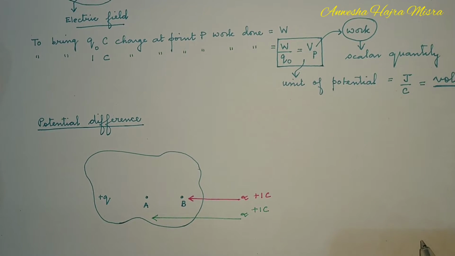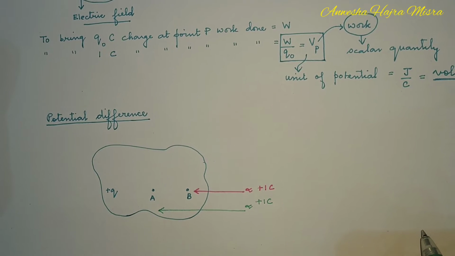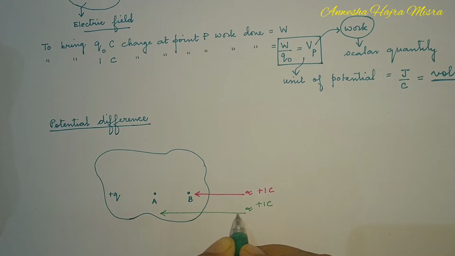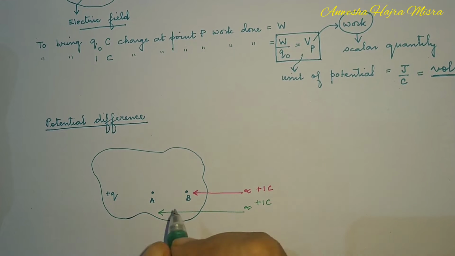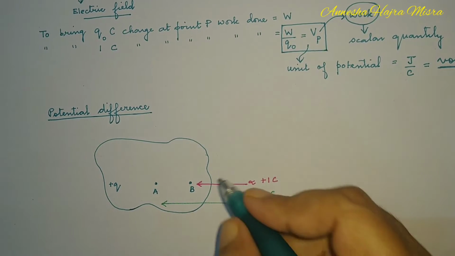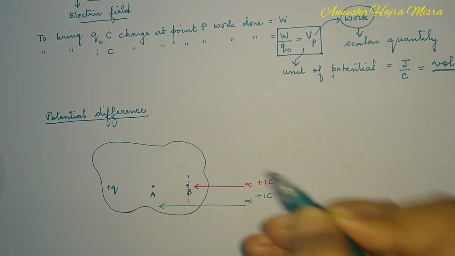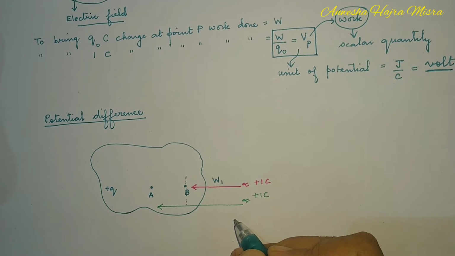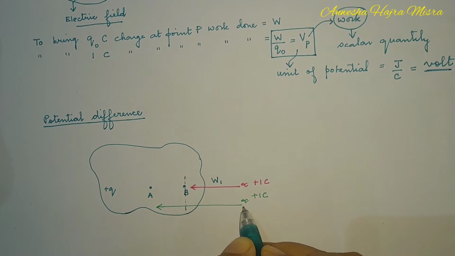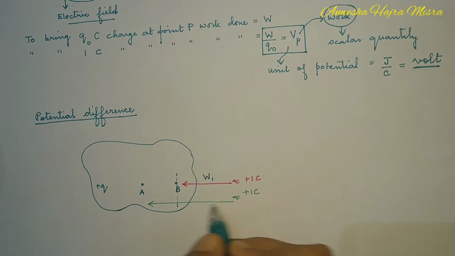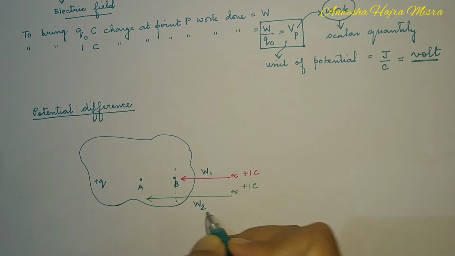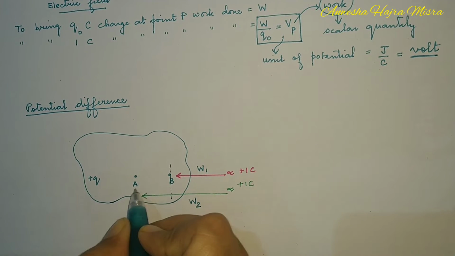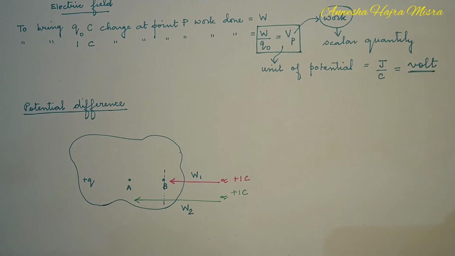Now where do you think work done is more? Work done is more at point A because you have to bring it an extra distance. Now suppose the work done to bring +1 coulomb charge from infinity to B is W1, and the work done in bringing +1 coulomb charge from infinity to A is W2. The difference in the work done is the potential difference between A and B.